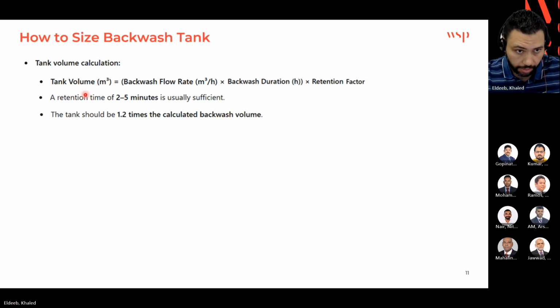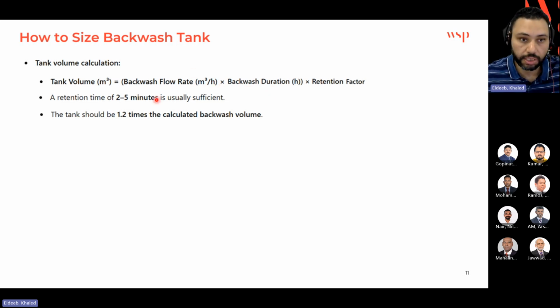So to calculate it, we can use this equation: the backwash flow rate, which is the same pump flow rate. We are using the same pump. We are not designing or assigning a special pump for this one. The same pump doing the circulation and the normal operation of filtration, we use it for backwash. So the flow rate coming from this pump times the backwash duration.